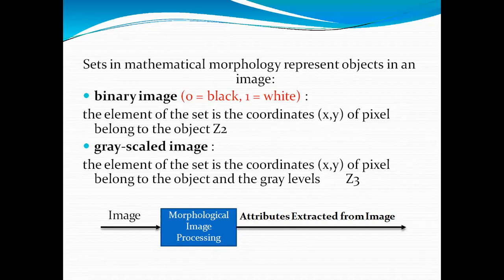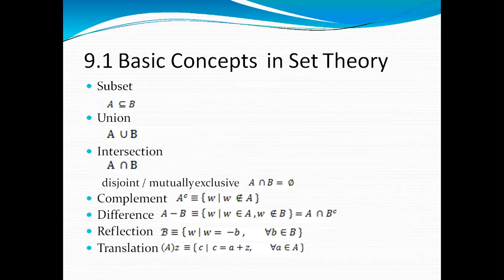Similarly, for a grayscale image, the elements of the set are the coordinates x comma y of the pixel together with the gray level, in Z3. This is the representation for a grayscale image. When an image is given to morphological image processing, the attributes are extracted from the image. Before going into depth, we need to know the basic concepts in set theory.